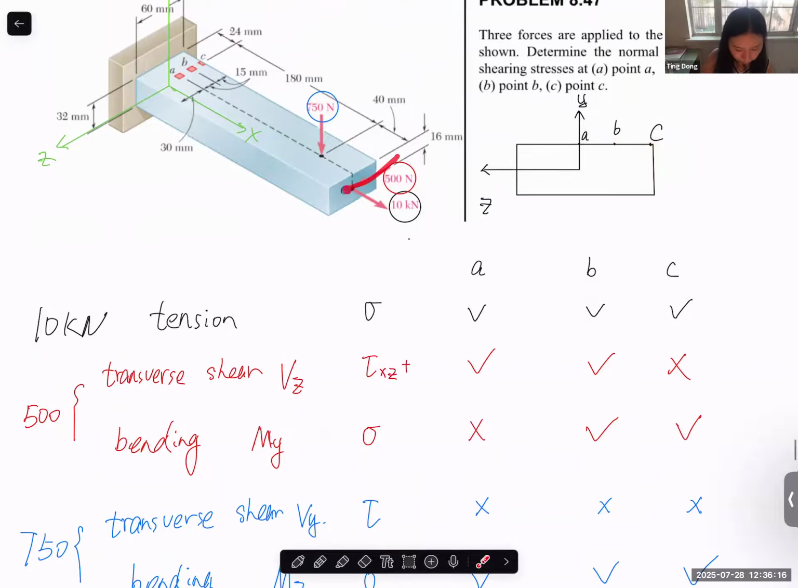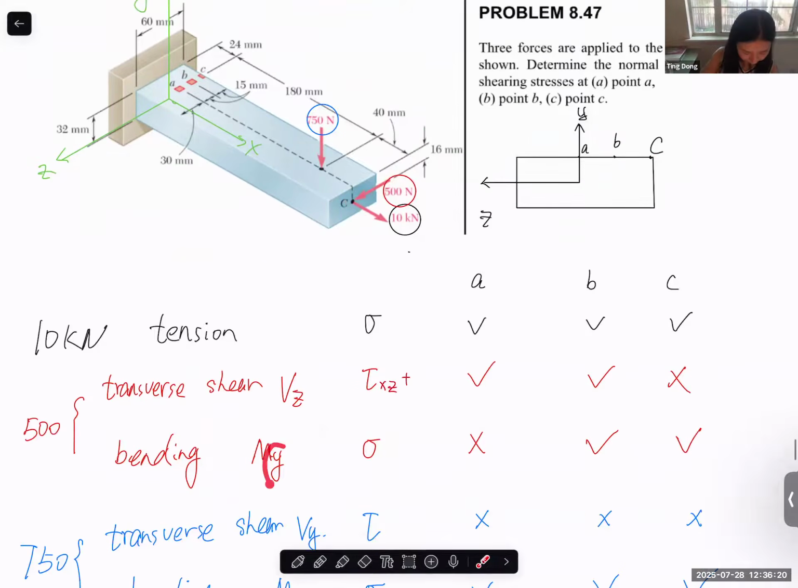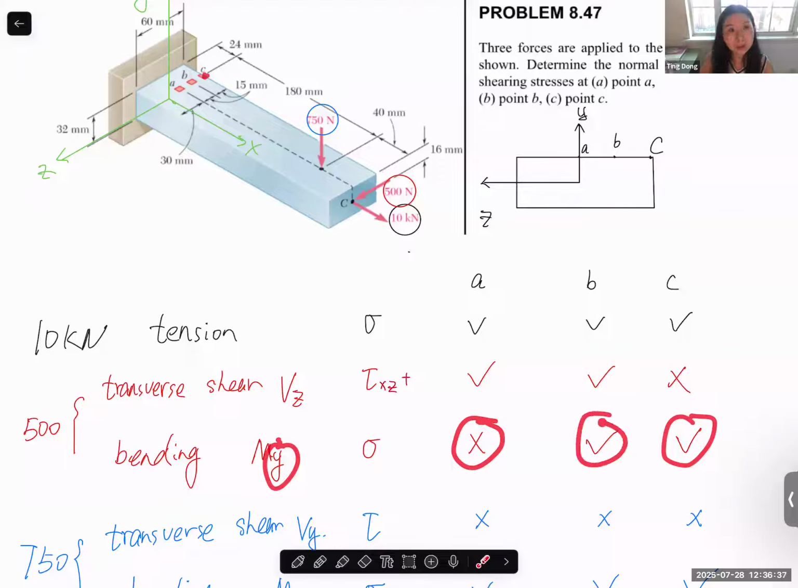And for this one, of course, it will also cause a bending about the y-axis, which is My. And so now C becomes the maximum point. It should have the maximum normal stress. A becomes the neutral surface, so 0. The B point is somewhere in between. This is in the calculation My over I.